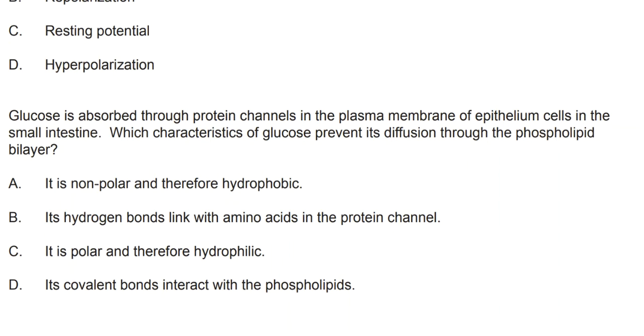So without further ado, let's get started. Glucose is absorbed through protein channels in the plasma membrane of epithelium cells in the small intestine. Which characteristic of glucose prevents it from diffusing through the phospholipid bilayer?